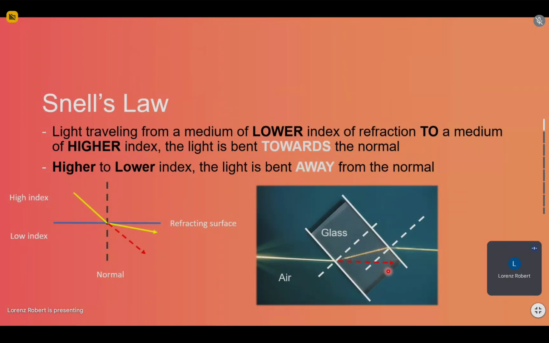So in this case again, the light goes from a higher refractive index to a lower refractive index. So the light is bent away. It's now bent away from the normal. See?